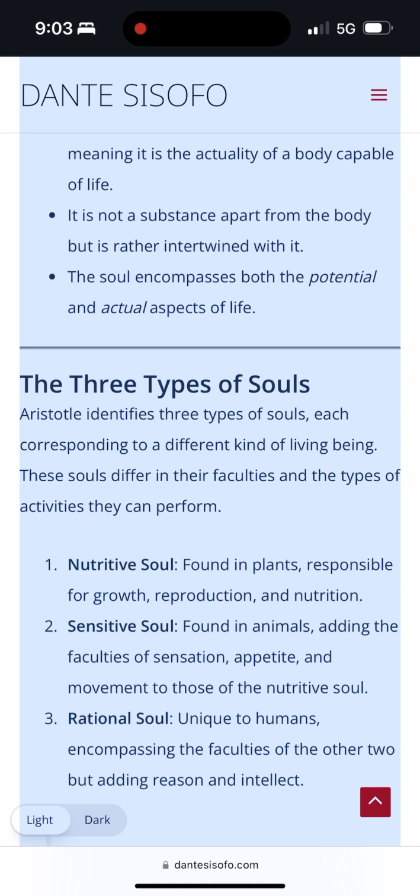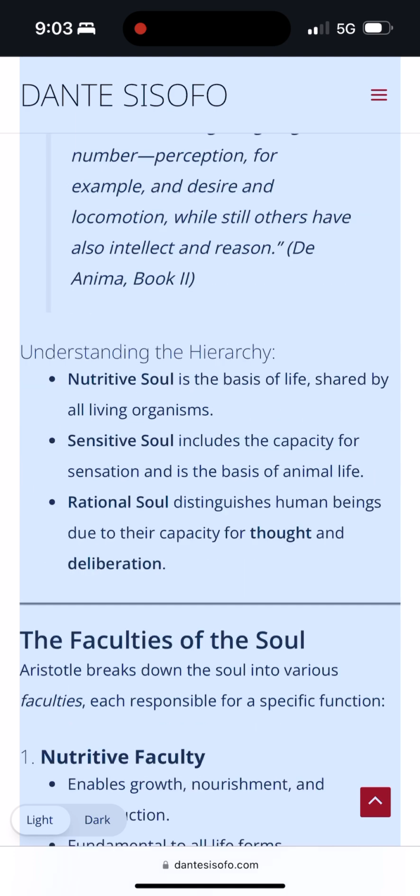Nutritive soul, found in plants, responsible for growth, reproduction, and nutrition. Sensitive soul, found in animals, adding the faculties of sensation, appetite, and movement to those of the nutritive soul. Rational soul, unique to humans, encompassing the faculties of the other two but adding reason and intellect. Plants have the nutritive faculty alone. Other living things have a greater number: perception, for example, and desire and locomotion, while still others have also intellect and reason. De Anima, Book 2. Understanding the hierarchy.